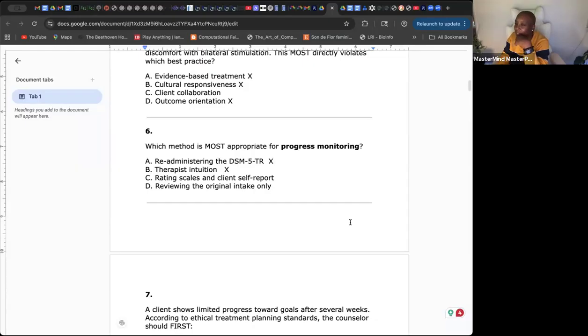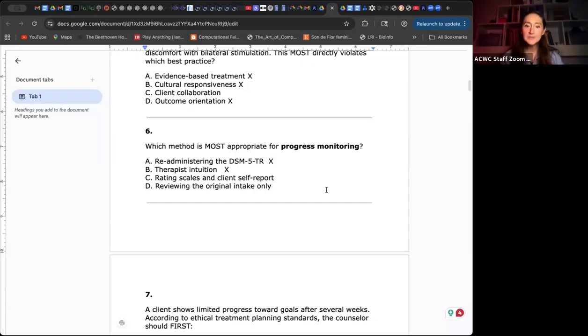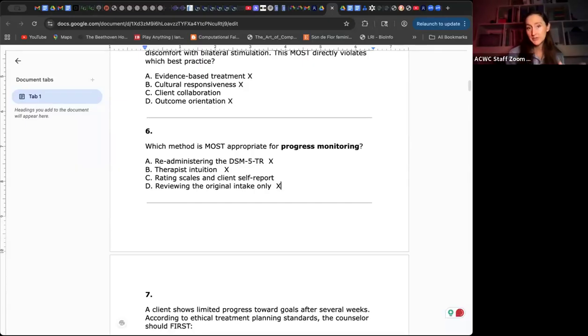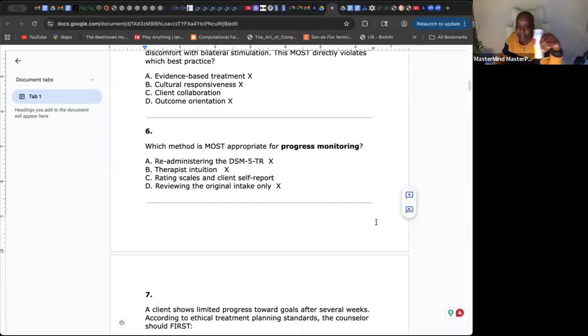I kind of want to get rid of D. Good. Yes, absolutely. Nice, because it says only. And think about it: if you only have the original intake, and let's imagine you've been working with me on my own performance anxiety for 3 months, you might want to get my own report, not just my original intake one, because hopefully by 3 months you've done a lot of work with me since then, right? Right. Nice job, Mastermind.